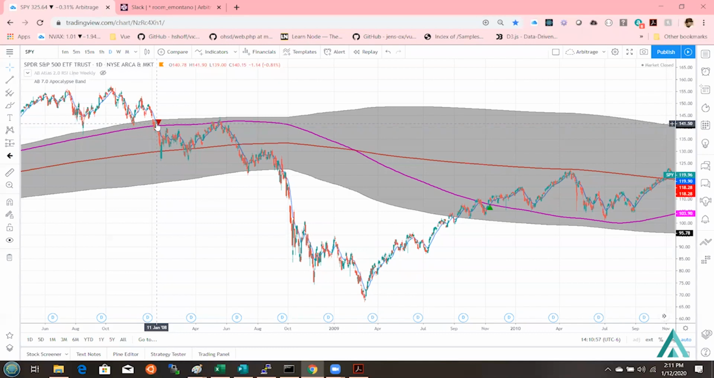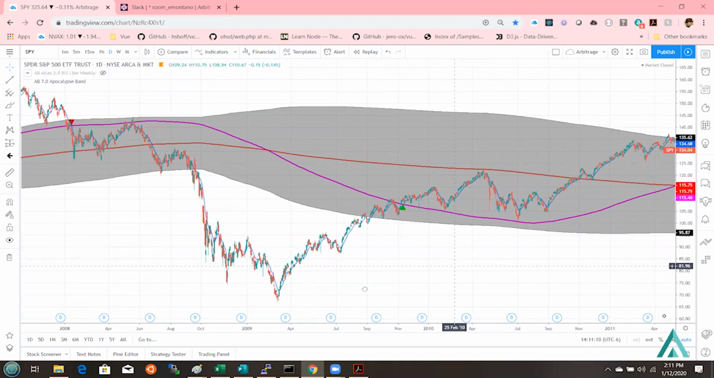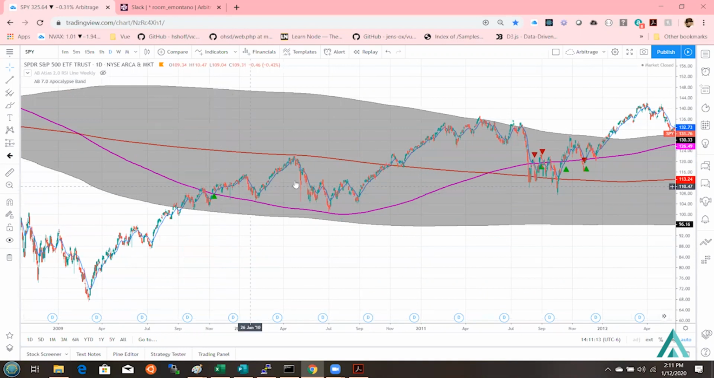Had you taken profit, it was at 141, you would have saved yourself all the grief of getting all the way down to $68 a share, which means you would have actually saved yourself from losing 50% of your money. And then all you had to do was wait to get back in at the conservative entry at roughly 107, and then you were able to ride again.